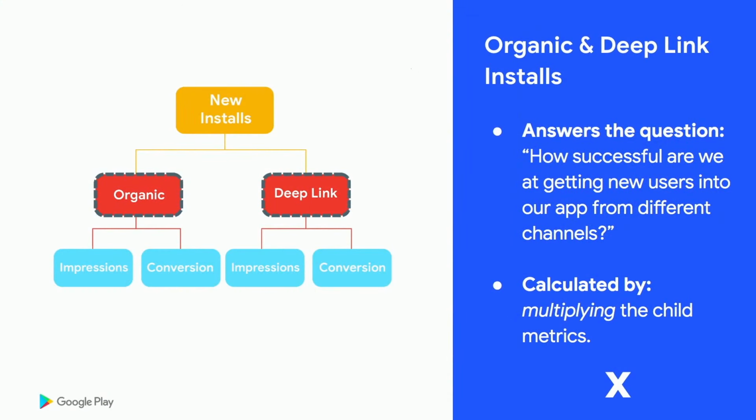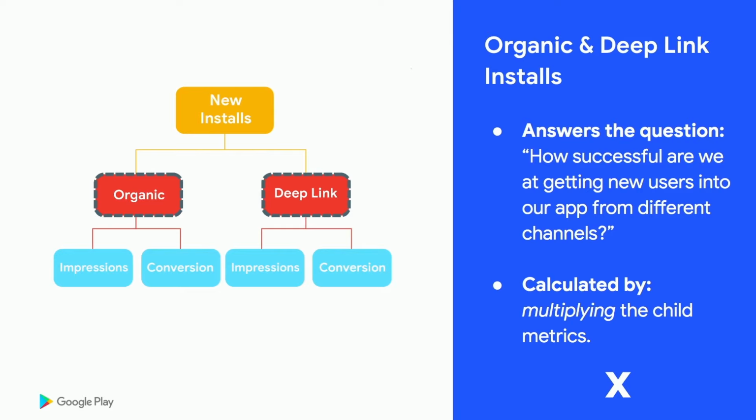But we can also break each of these two metrics down further. So our organic and deep link new users can be broken down into impressions, which would equate to how many people actually saw your store listing on Google Play. How much traffic are you driving there? As well as conversions, which is going to be the ratio of users that saw your store listing and actually chose to install the app.